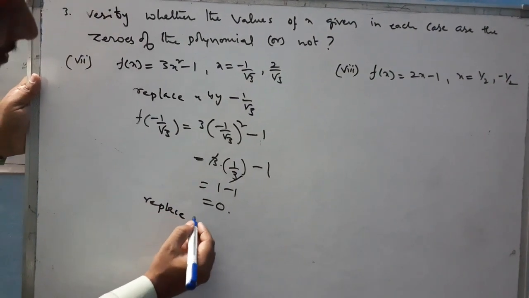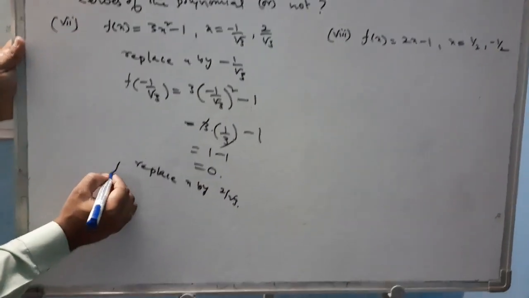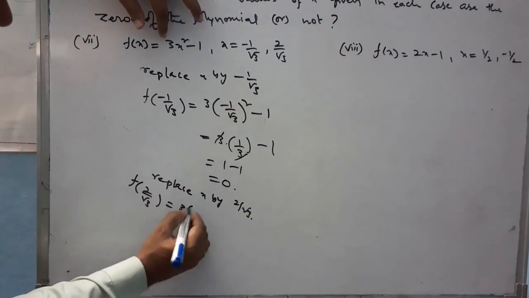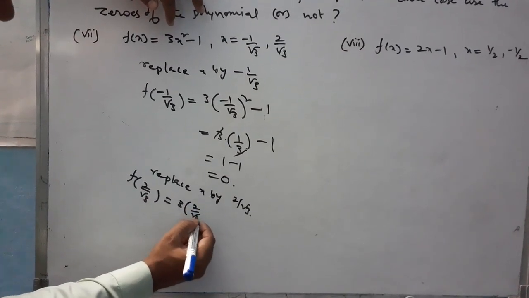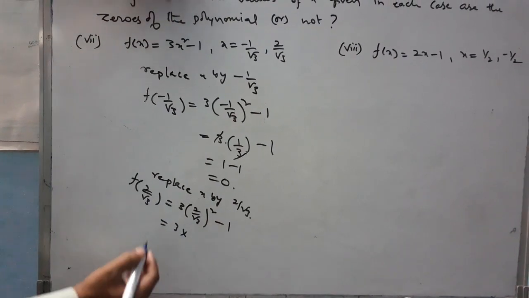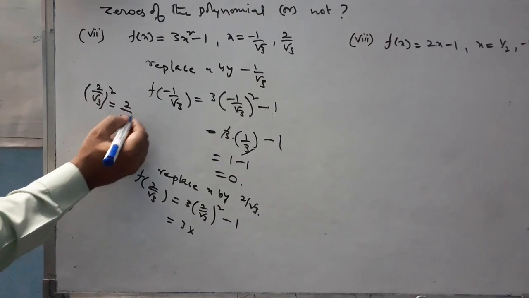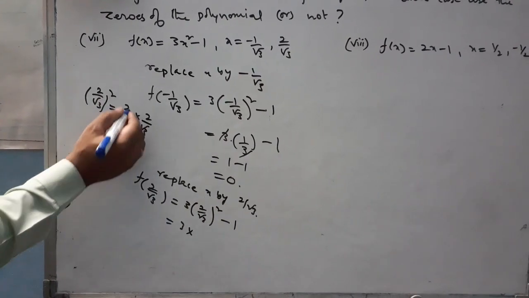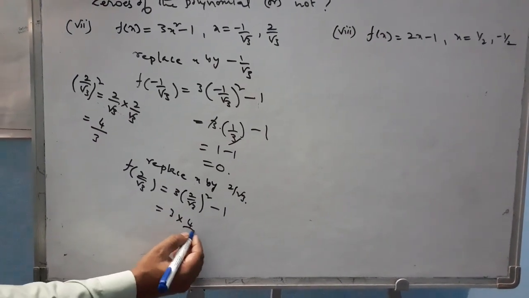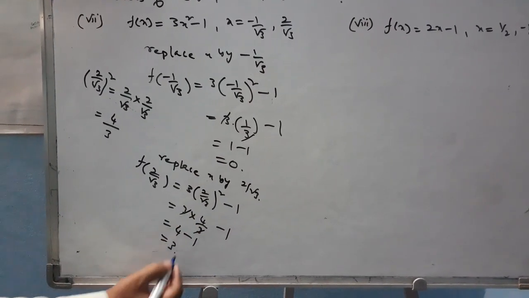replace x by 2 by root 3. So f of 2 by root 3 is equal to 3 into x square, x means 2 by root 3 whole square minus 1. So 2 by root 3 whole square is equal to 2 by root 3 into 2 by root 3. 2 into 2 means 4. Root 3 into root 3 becomes 3. It is 4 by 3 minus 1. 3 will be cancelled, that is equal to 4 minus 1, that is equal to 3.